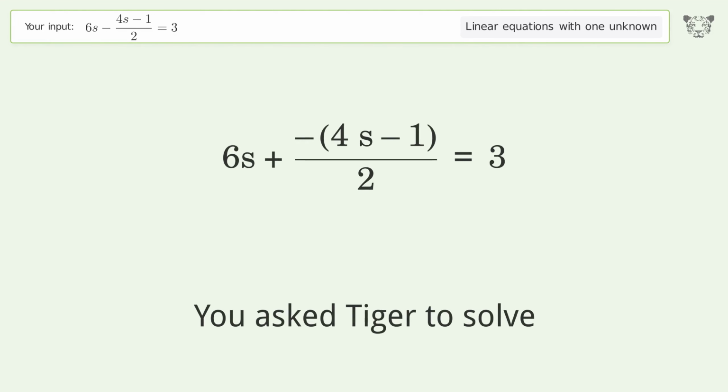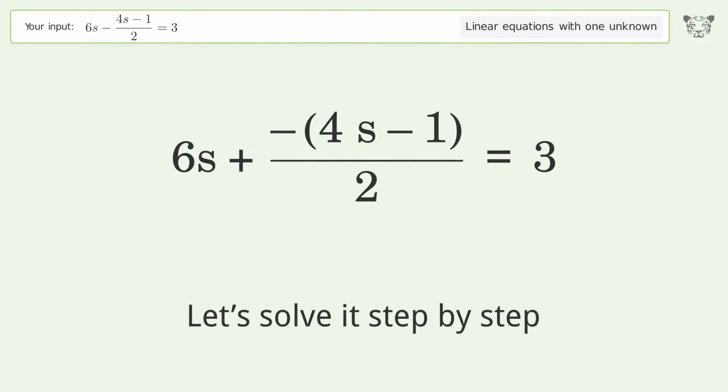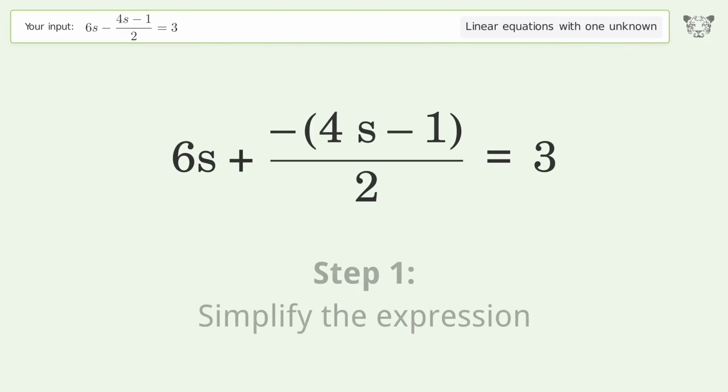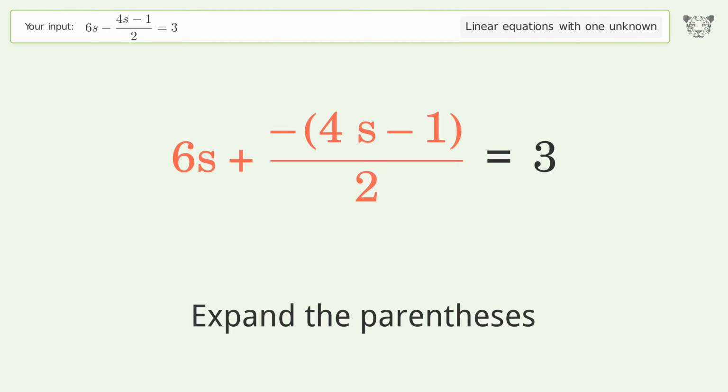You ask Tiger to solve. This deals with linear equations with one unknown. The final result is s equals 5/8. Let's solve it step by step. Simplify the expression. Expand the parentheses.